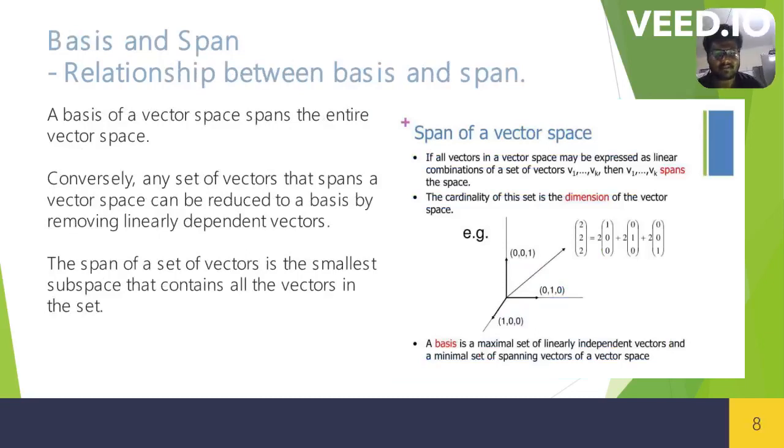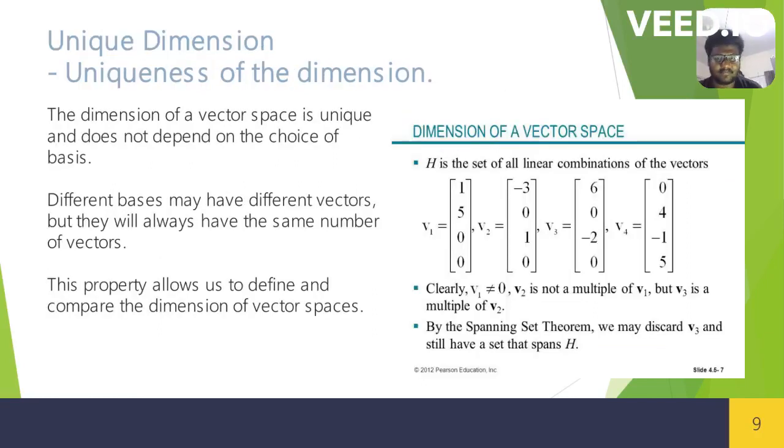Relationship between a basis and span. A basis spans the entire vector space. Conversely, any set of vectors that spans a vector space can be reduced to a basis by removing linearly dependent vectors. The span of a set of vectors is the smallest subspace that contains all the vectors in the set.